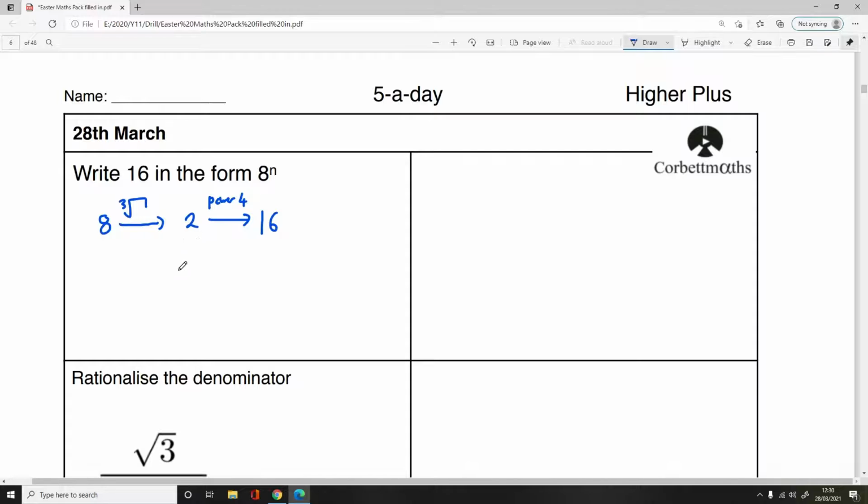So what does this tell us? This tells us that if we had 8 and we were to cube root it, and then we were to put it to a power of 4, we would have 16. But we want to write it in this form, 8 to the power of n. So what does that mean? Well, it's 8. Cube rooted means the bottom of the fraction is 3. Power 4 means the top of the fraction is 4. 8 to the 4 thirds. And there you go.